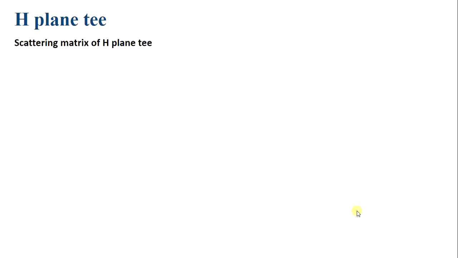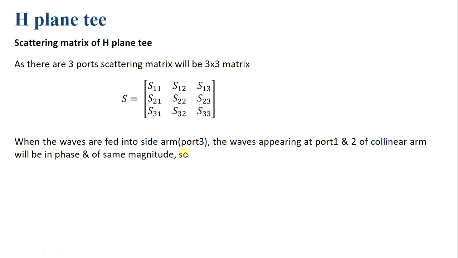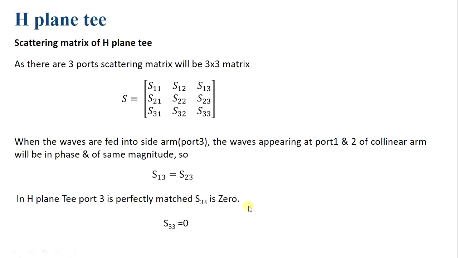Now we will do the derivation of the scattering matrix of the H-plane T. The H-plane T is a 3-port network, so the scattering matrix is an n by n matrix, which is a 3 by 3 matrix, and it is given by this matrix. When waves are fed into the side arm, that is port 3, the waves appearing at port 1 and port 2 of the collinear arms will be in phase and of the same magnitude. So we can write S13 equal to S23. In the H-plane T, port 3 is a perfectly matched port, so S33 equals 0.